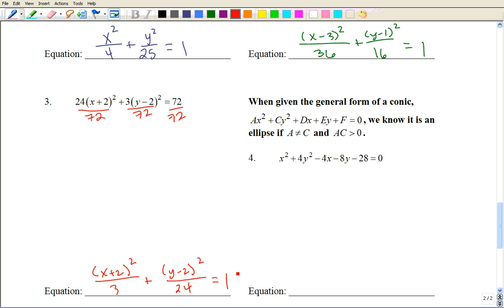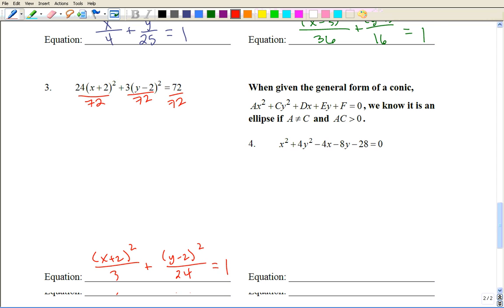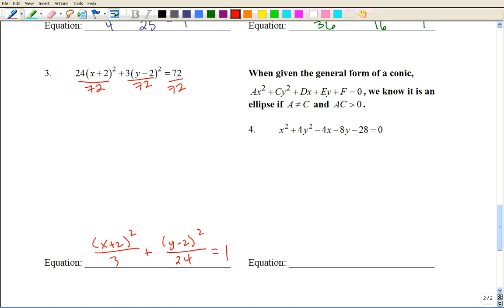Then let's look at this last kind of problem. We've got 3 of these here. And for the general form of a conic, we've got ax squared plus cy squared plus dx plus ey plus f equals 0. And we looked at this in class, and we were able to change this into the standard form of a circle, but now we can do the same thing with an ellipse.